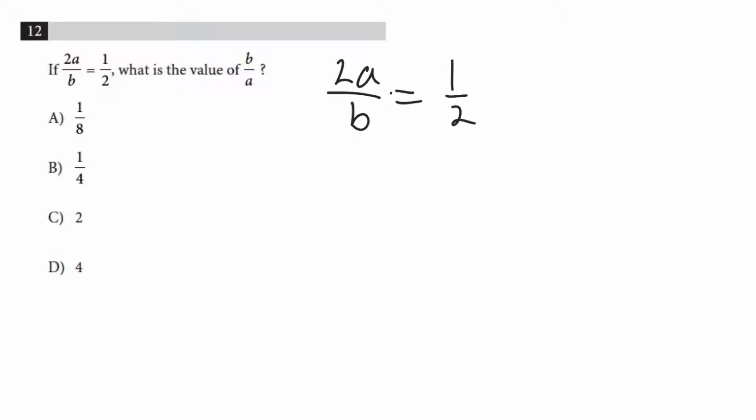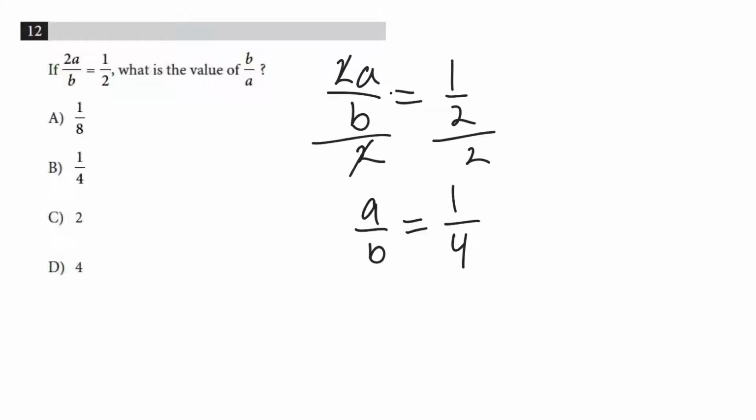Alright, well, it looks like I need to divide both sides by 2. So if I divide both sides by 2, these 2's will cancel out. I'll have a on b equals, well, half of a half is a 4th. I don't want a on b, I want b on a.